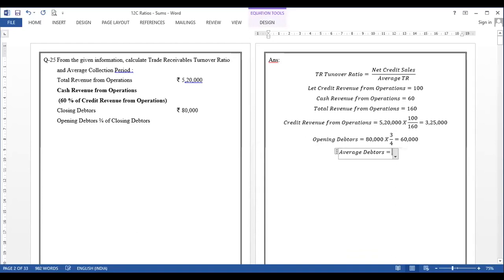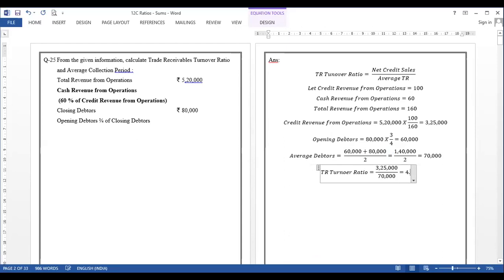Okay. Now we have opening, we have closing, so we can definitely calculate the average debtors or average trade receivables, right? I'm not writing the formula. Opening plus closing divided by 2. Opening calculated is 60,000. Let me place it in the formula. 60,000 plus closing is 80,000 to be divided by 2. So this is going to be 1,40,000 to be divided by 2. The answer will be 70,000. Correct. Average is there. Credit is there with me. I can calculate the debtors turnover ratio or trade receivables turnover ratio. Okay, that is equal to 3,25,000 to be divided by 70,000.